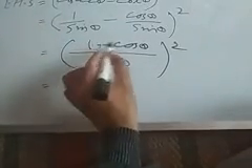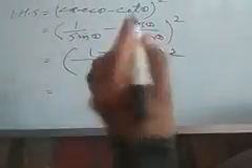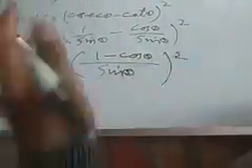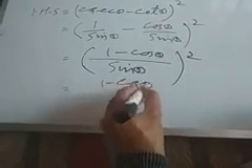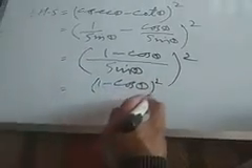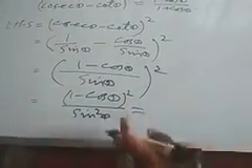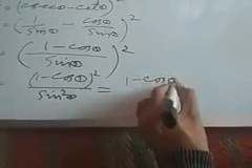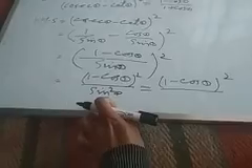Now I can give the square separately to the denominator and the numerator. So (1 minus cos theta) का whole square divided by sin square theta. This I can write as equal to (1 minus cos theta) whole square as it is, divided by sin square theta.